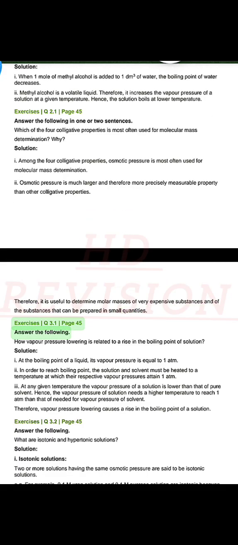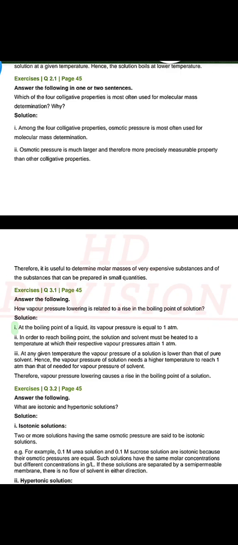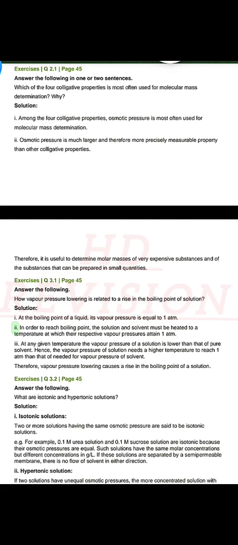Exercises Q3.1, page 45. Answer the following. How is vapor pressure lowering related to a rise in the boiling point of solution? Solution. At the boiling point of a liquid, its vapor pressure is equal to 1 atmosphere.